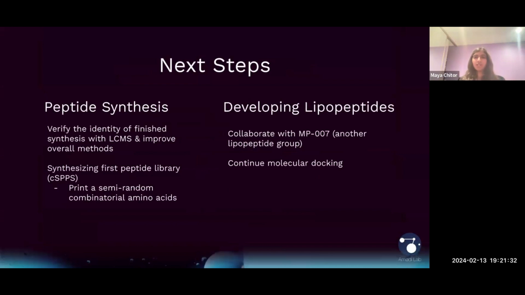So here are next steps for this project now that all we've learned. We want to continue improving our technique in peptide synthesis, especially in verifying the identity, because we could see some improvement in that. It hasn't exactly matched yet, especially with LCMS. We also want to work on combinatorial peptide synthesis. And then we also will be developing lipopeptides, especially with the help of combinatorial peptide synthesis, and working with our sister group MP7, which is working on the lipid component of the lipopeptide project. We'll also continue molecular docking to find potential lipids to bind.